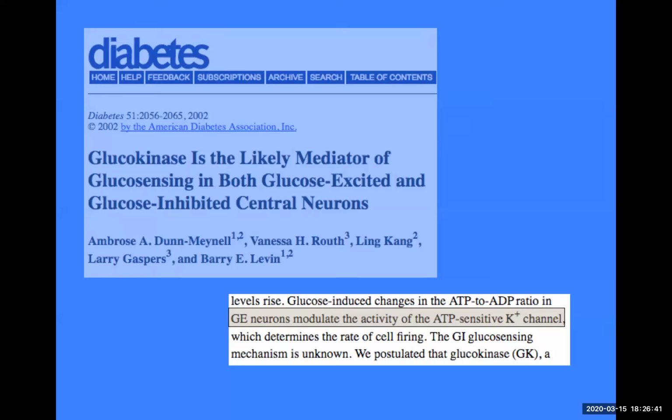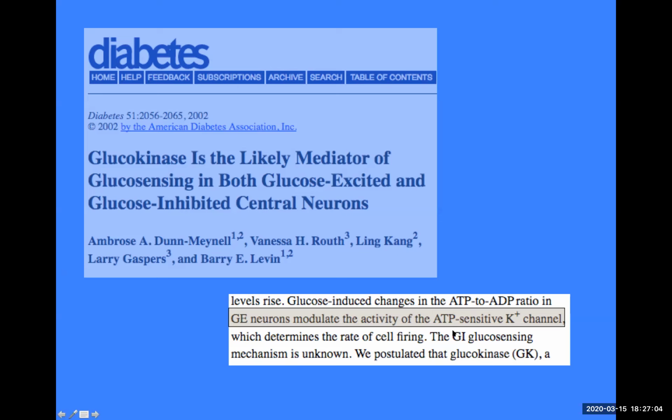Glucokinase, in contrast, actually changes and produces more ATP when glucose goes up and down at the levels your brain actually sees. And so if you have a cell with glucokinase in it, which is just these specialized neurons, these GE and GI neurons, they will actually respond to changes in the level of glucose by making more or less ATP.